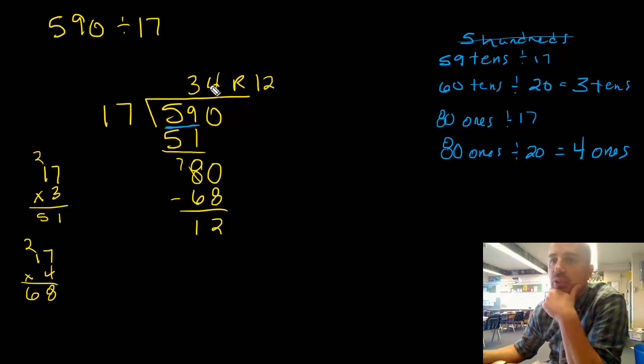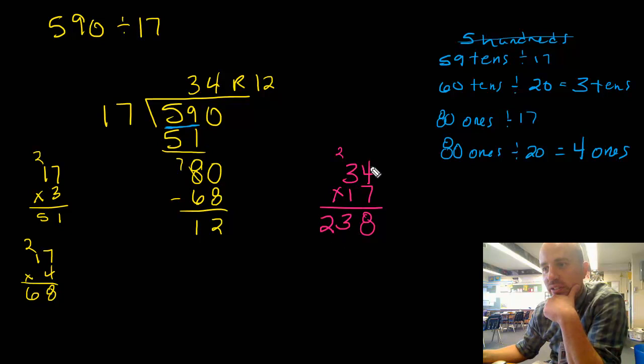So I have 34 groups of 17. So I'm going to take 34 and multiply it by 17. 7 times 4 is 28, carry my 2. 7 times 3 is 21, plus 2 is 23. 10 times 4 is 40. And 10 times 3, sorry, 300.